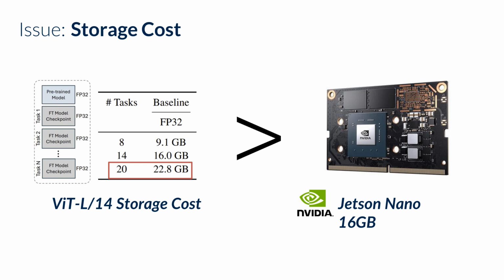To merge just 20 different tasks, you would need 22.8 GB of storage. This amount is prohibitive for edge devices like the NVIDIA Jetson Nano, which may only have 16 GB of total storage. Ultimately, this enormous memory overhead has been a critical bottleneck, hindering the scalability of model merging.